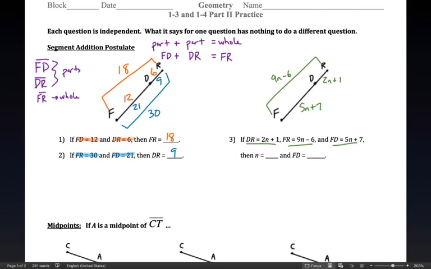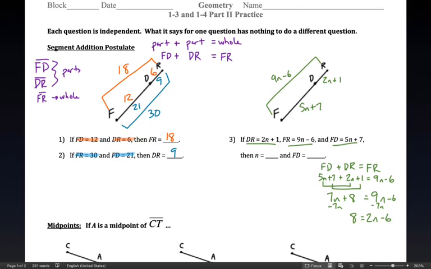Don't get messed up by the fact that this order doesn't matter. It's all based on the diagram. It's part plus part equals whole. So then go write that equation, 5n plus 7 plus 2n plus 1 equals 9n minus 6. Combine some like terms. 5n plus 2n is 7n. The 7 plus 1 is 8.